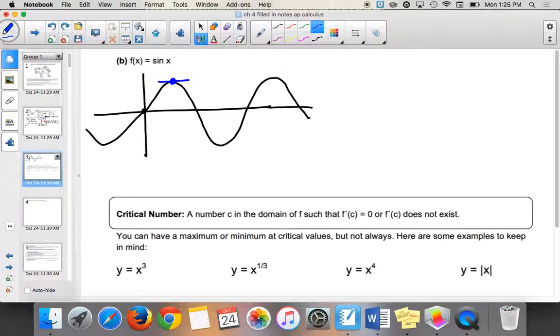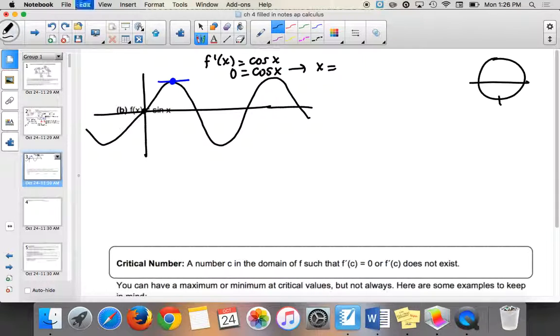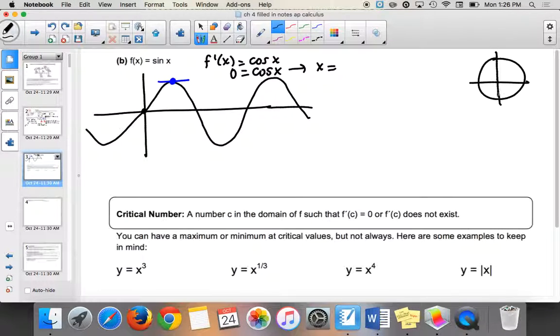So at this point right here, the slope is equal to 0 up there. So I could find the derivative. The derivative of sine is cosine. I could set cosine equal to 0, and I would end up getting x equals, well, let's think about where cosine is equal to 0. Cosine is equal to 0 here and here. Pi over 2, 3 pi over 2, 5 pi over 2, 7 pi over 2, right? All of those.